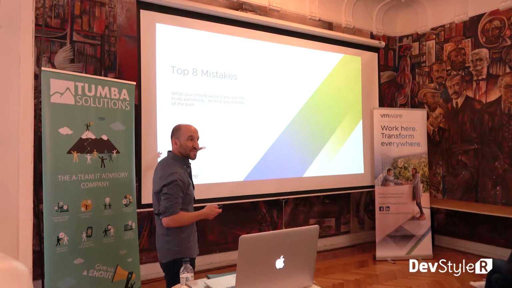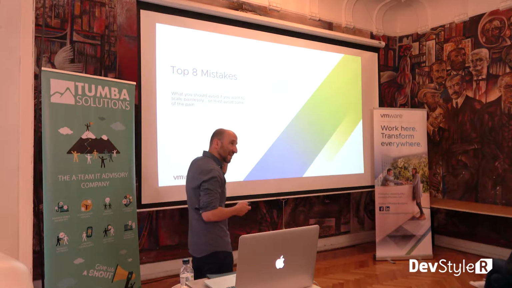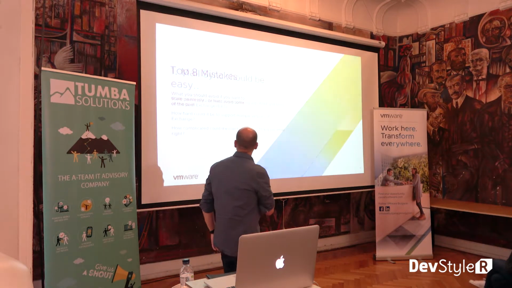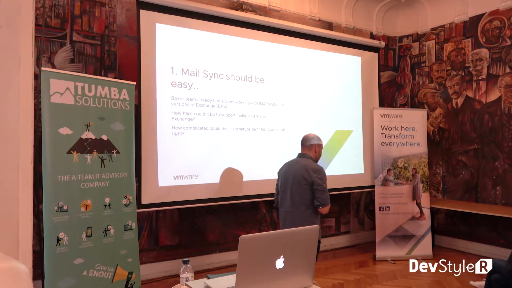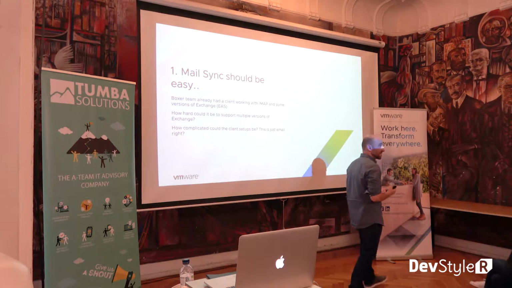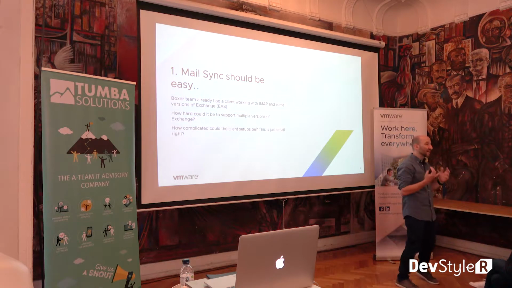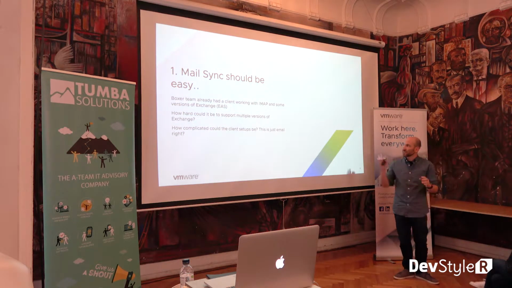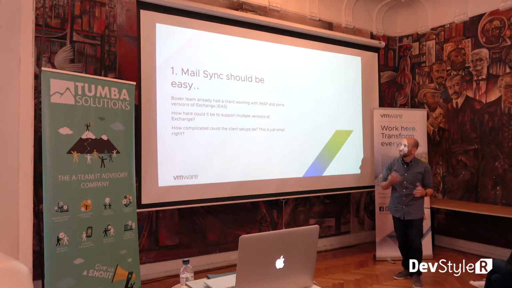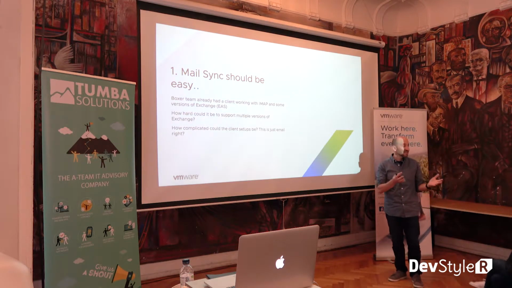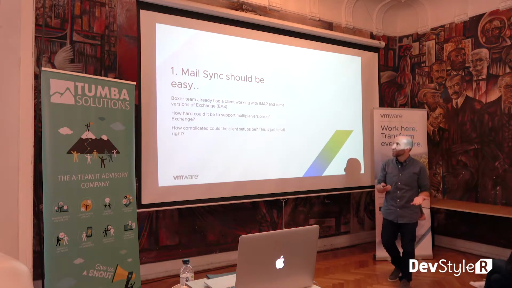But on to the mistakes. On to the reason I have so little hair on my head. Right? So the first mistake was we thought MailSync would be easy. We thought, hey, we already had IMAP, we were already syncing to Exchange, some personal Exchange servers. How hard could it be? You guys know, I mean, it's an email app, right? It's simple. Should be really easy.